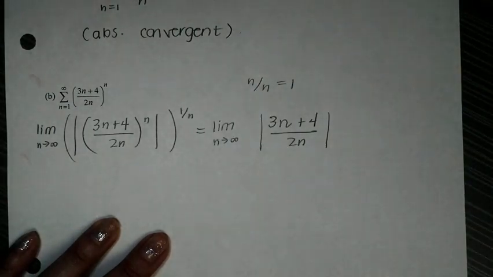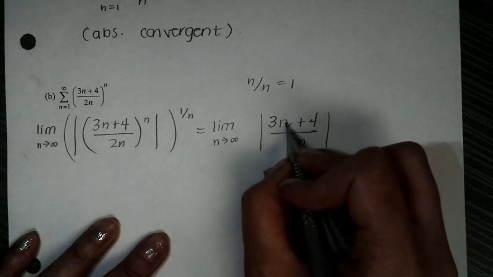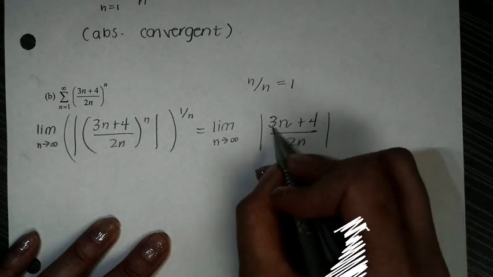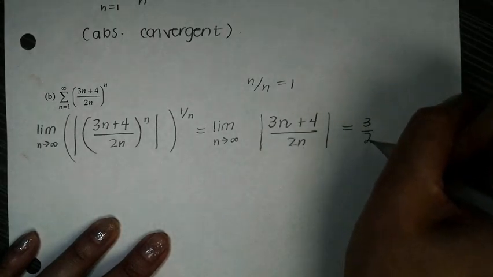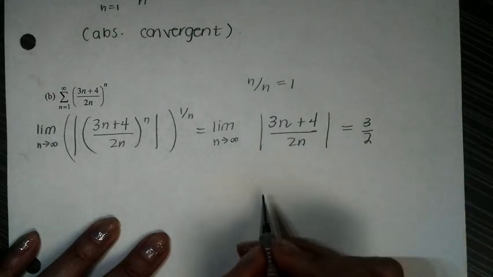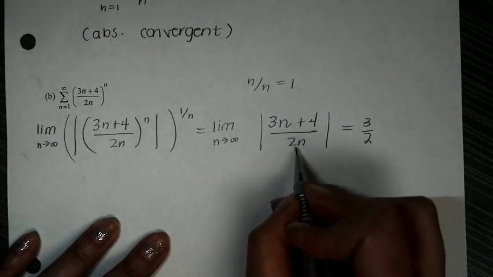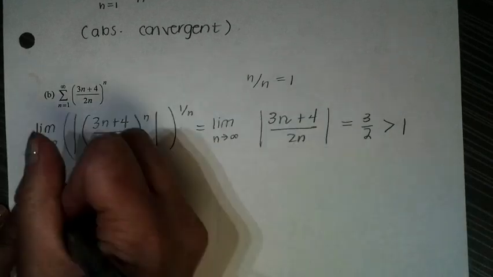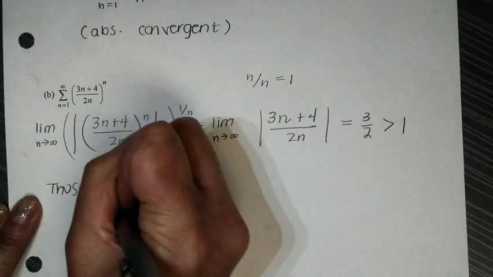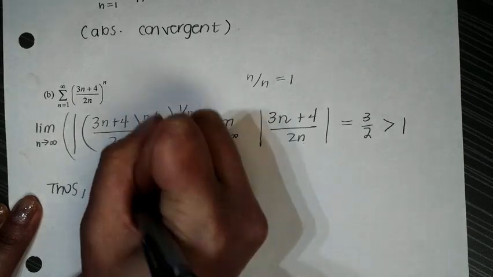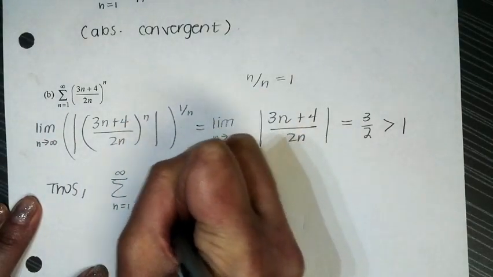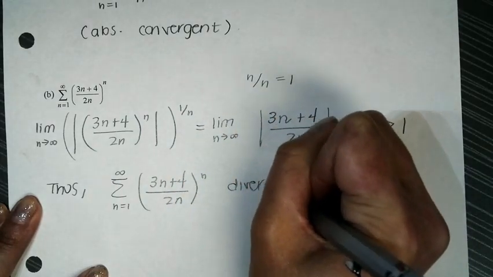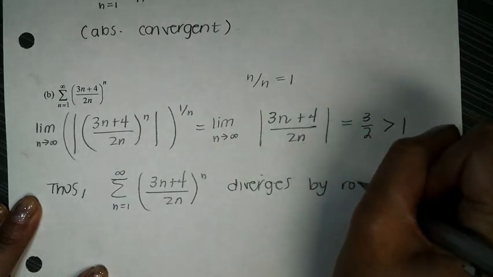So what's the business on this one? You have a polynomial of degree 1 in the numerator and a polynomial of degree 1 in the denominator. The exponents are the same, so divide coefficients. The coefficient of the numerator is 3, and the highest coefficient of the denominator is 2. So you have 3 over 2, which is greater than 1. Thus, since it's greater than 1, what can we conclude? My original series from n equals 1 to infinity of 3n plus 4 divided by 2n, all to the power of n, diverges by the root test.